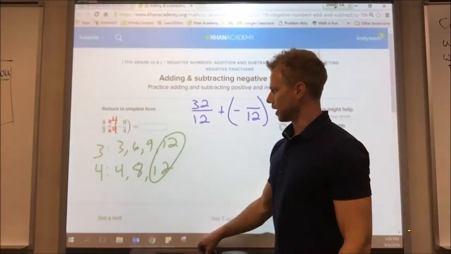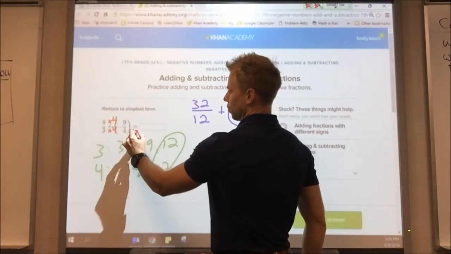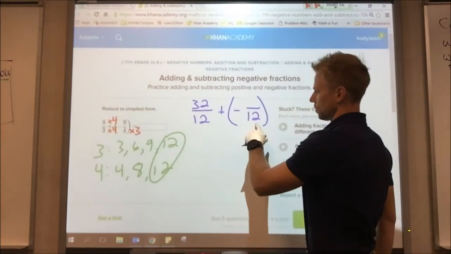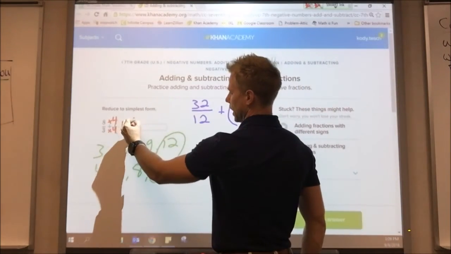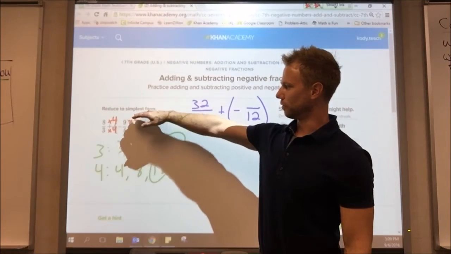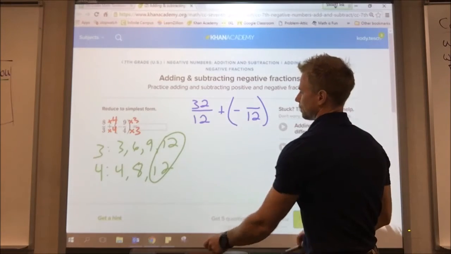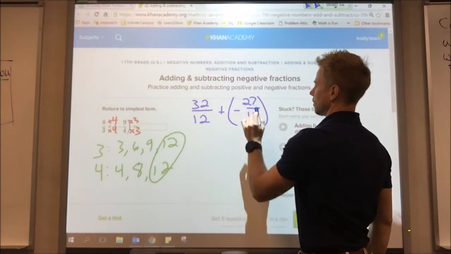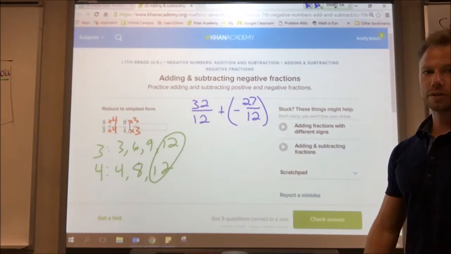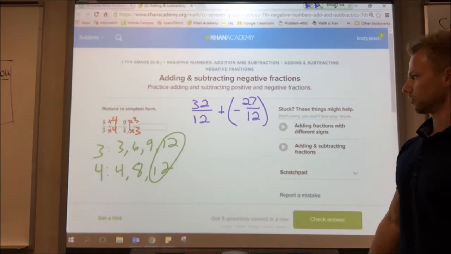And then on the other side, 4 times what is 12? 4 times 3 gives us 12. So we need to do 9 times 3. Whatever you do to the bottom of a fraction, you have to do the same thing on the top. 9 times 3 is 27. Now we have a common denominator. Now we can apply our rules and actually add these fractions.